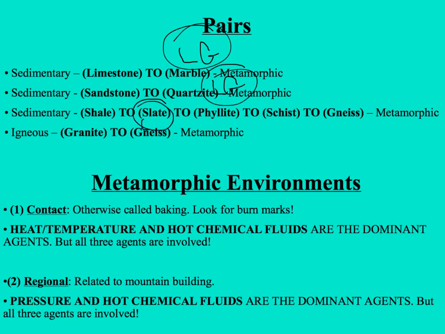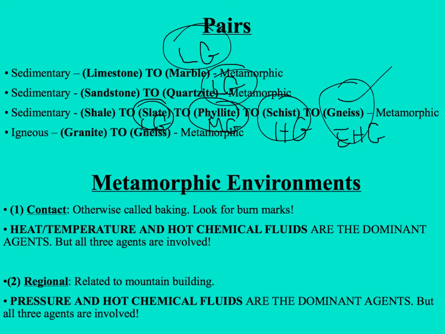Slate is low grade. It can go even further to phyllite, and that's a medium grade. It can go even further, and that's schist, which is a high grade, and it can go even further to gneiss, which I say is extremely high grade. So it's possible to take a sedimentary rock like shale, make a metamorphic rock, an even higher grade metamorphic, an even higher grade metamorphic, and an even higher grade metamorphic rock.